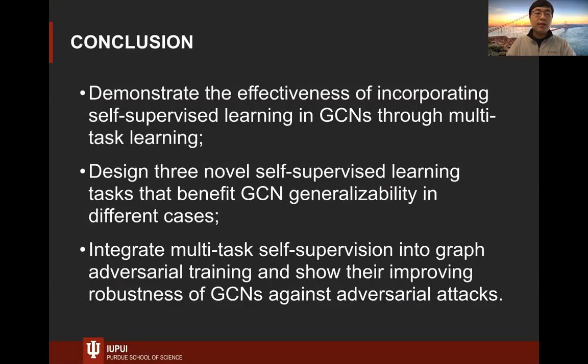In conclusion, firstly, the paper demonstrates the effectiveness of incorporating self-supervised learning in graph convolutional networks through multitask learning. Secondly, the paper designs three novel self-supervised learning tasks that benefit graph convolutional network generalizability in different cases. Lastly, the paper integrates multitask self-supervision into graph adversarial training and shows improved robustness of graph convolutional networks against adversarial attacks.